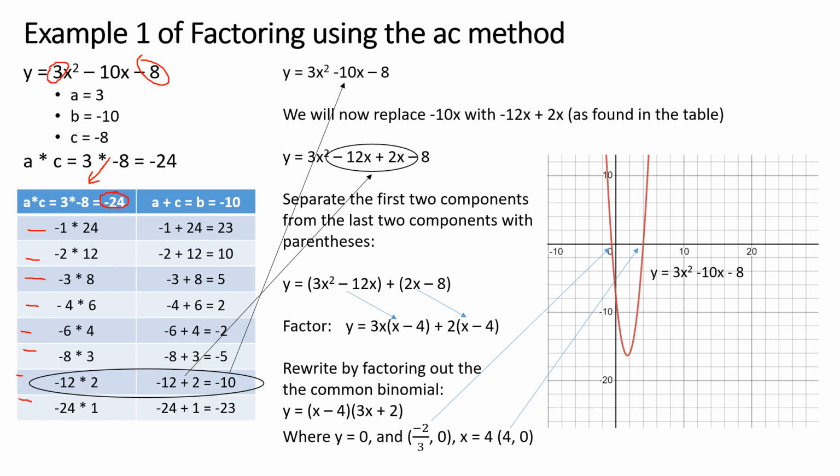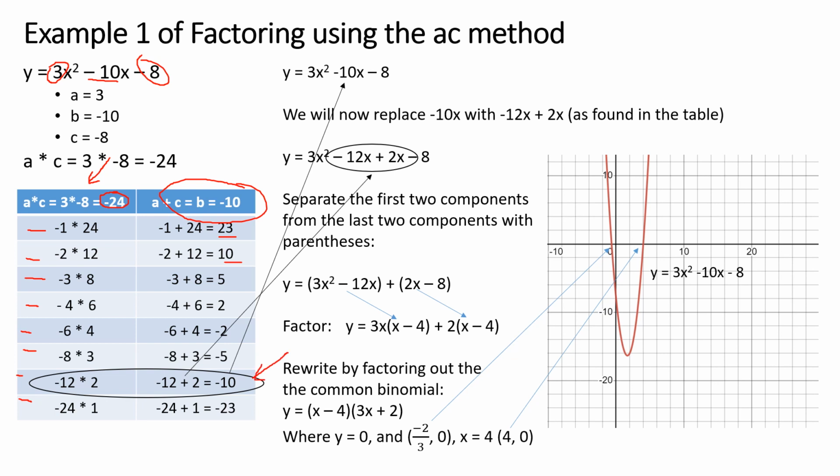Now what I'm going to do is figure out which one of these adds up to the B, the negative 10. And I go through all these. Negative 1 plus 24 is 23. Negative 2 plus 12 is 10. I circle which one it is. Negative 12 plus 2 is negative 10.